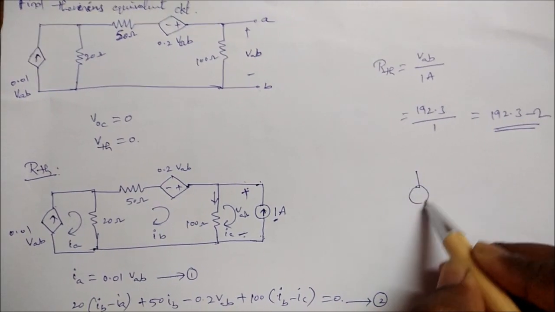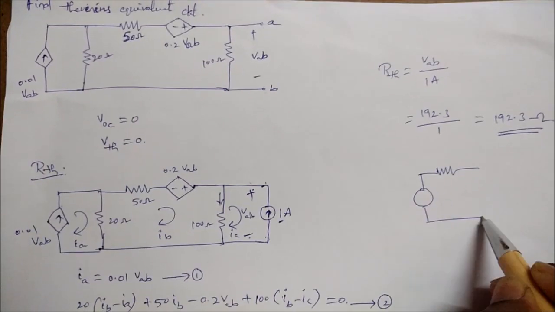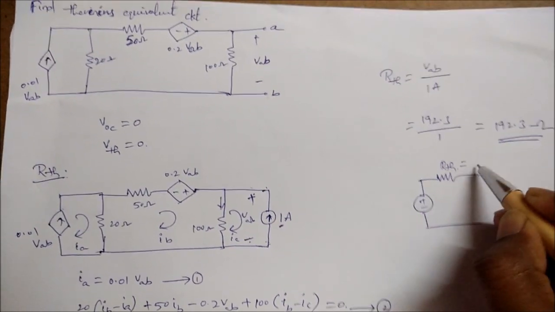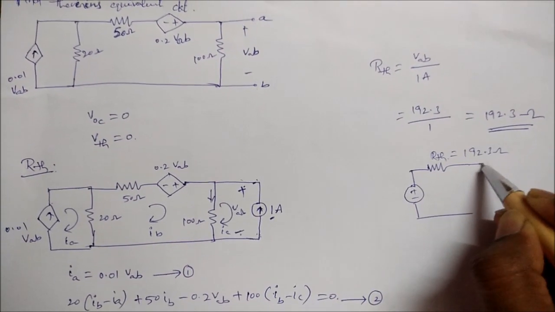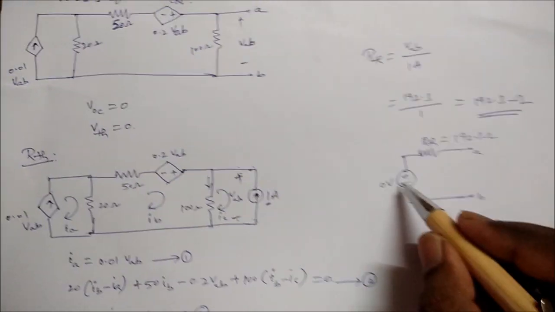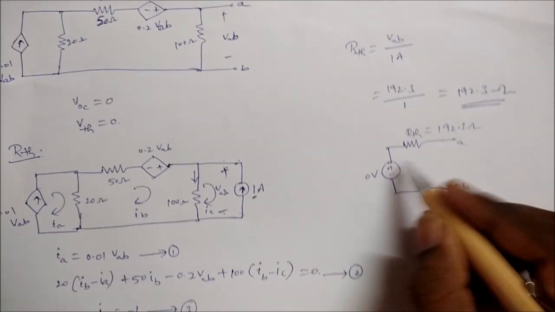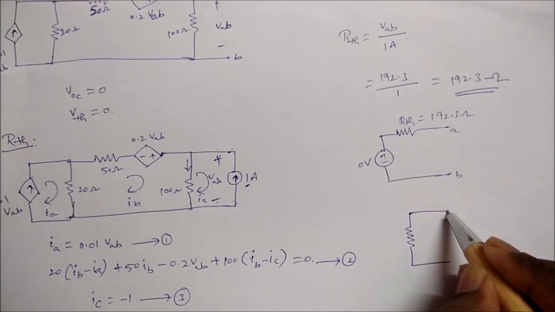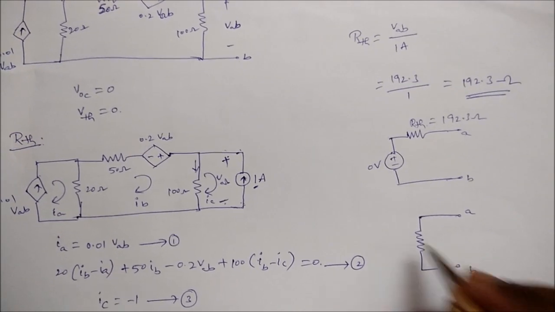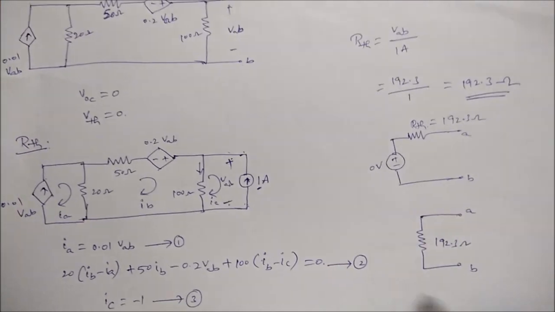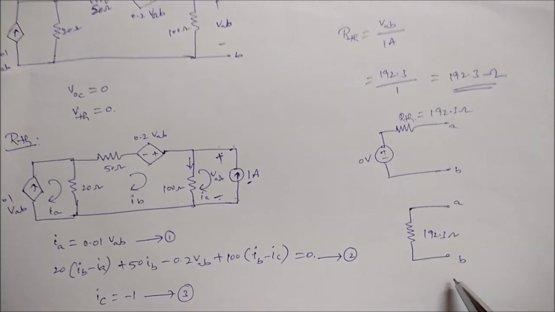Understand? Now let us draw the Thevenin's equivalent circuit. Plus minus, and this is RTH. RTH value is 192.3 ohms, these are the two terminals A and B, and this is 0 volts. If this is 0 volts, we can replace it by a short circuit. So the circuit is only this one, this is AB, and this is only RTH, 192.3 ohms. This is the Thevenin's equivalent circuit for the given problem.